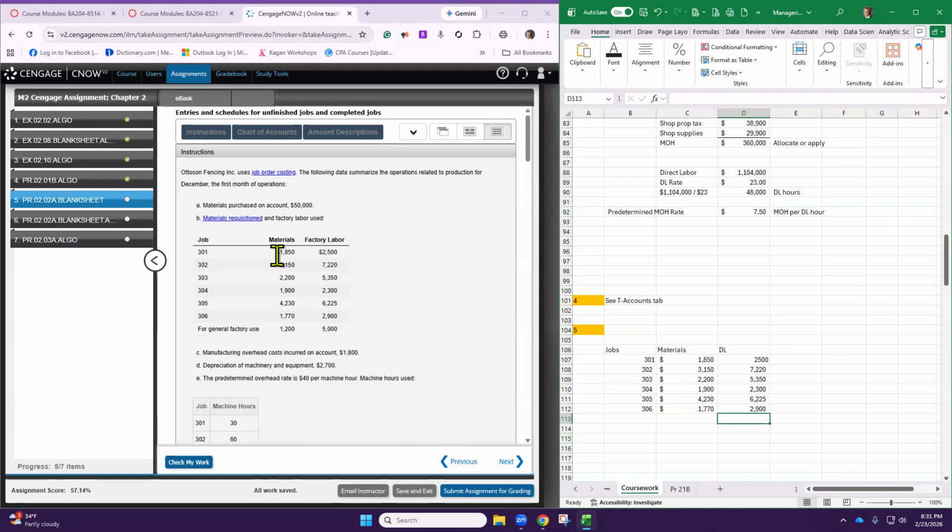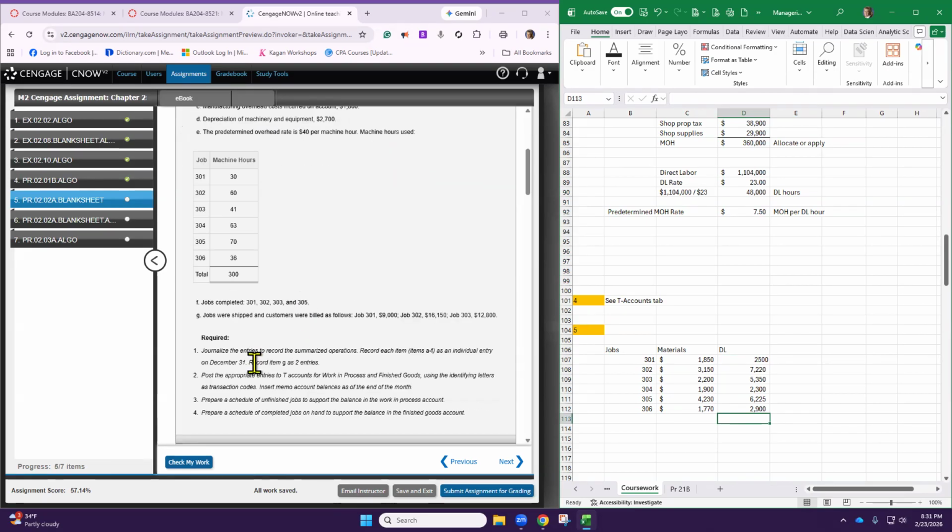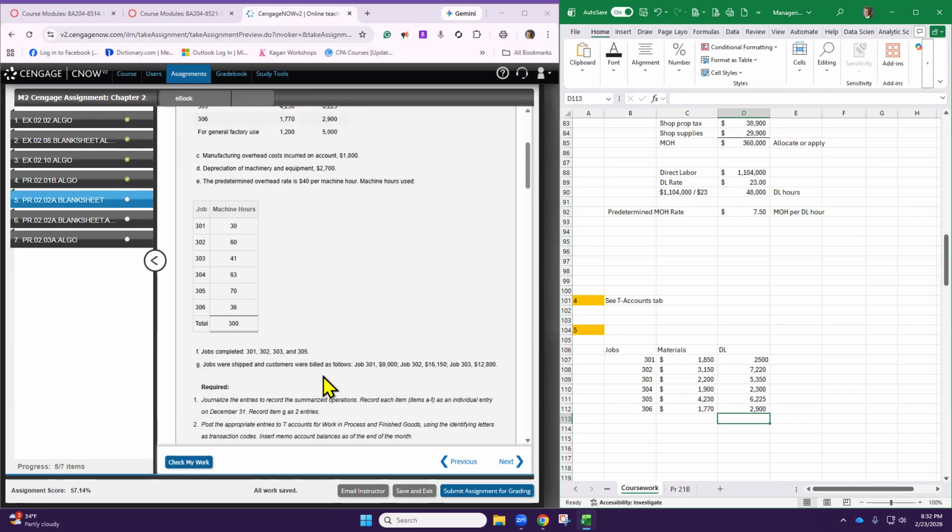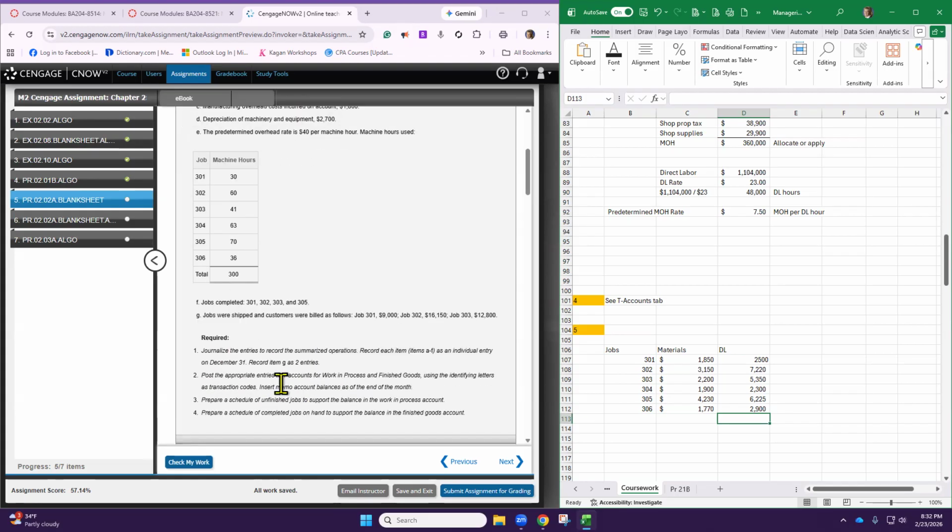Okay, factory labor. So materials purchased on account. That's how much. So it says journalize the entries to record the summarized operations. Record each item as an individual entry on December 31st. Record G as 2 entries. So G right here. Okay, so we've got to accumulate the total for each of these. Okay, so let's see what we get.